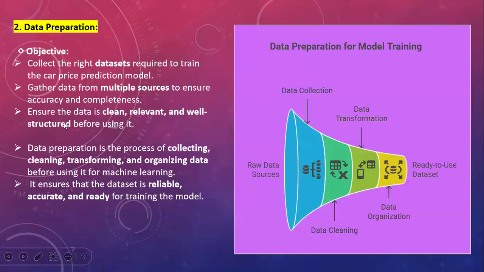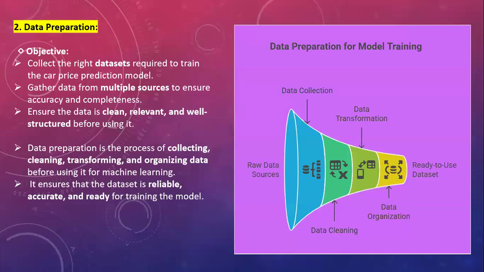So once we have discussed and finally decided the metrics and everything in the first step, then we are going to do the data preparation process. Data preparation is a process of collecting the data, cleaning the data, and transforming and organizing it in an organized data format before using it for a machine learning model. This data preparation is mainly used to ensure that the dataset is reliable and accurate, and ready for the training of the model.